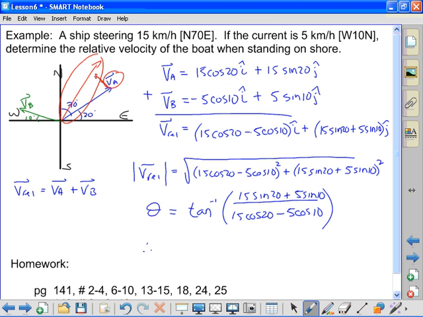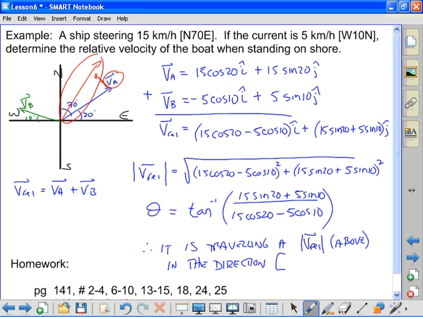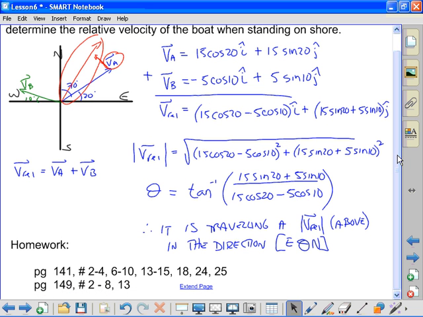So therefore, it is traveling at a magnitude of relative velocity, and that's from above, in the direction, so I already decided it's going to be going east, whatever my angle was, north. So there we are. Two examples with velocity and using relative velocity. The second one, you're just looking for a resultant.